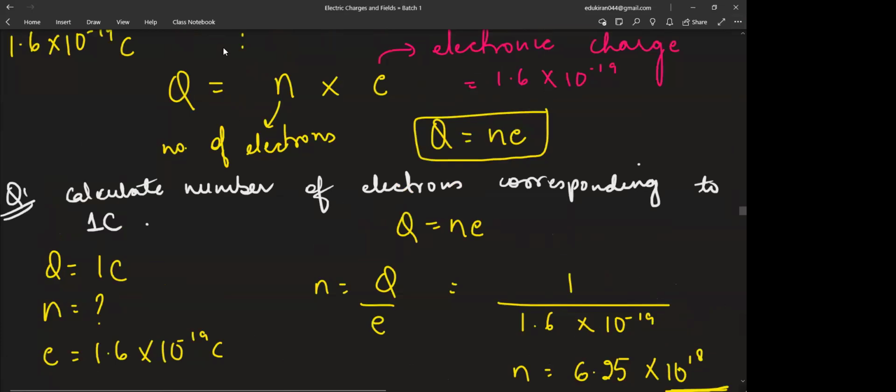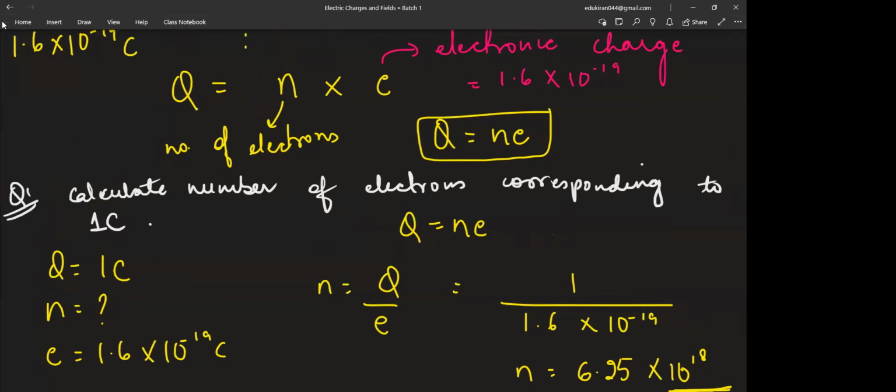Let us start with Coulomb's law now. Just update me, I think you have completed till now. Let us start with Coulomb's law then.